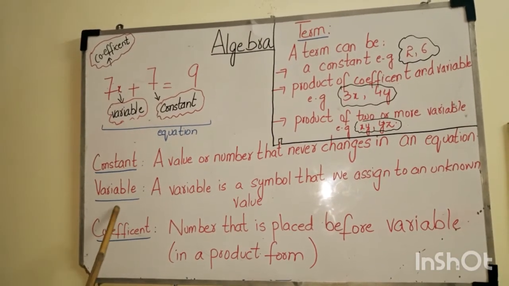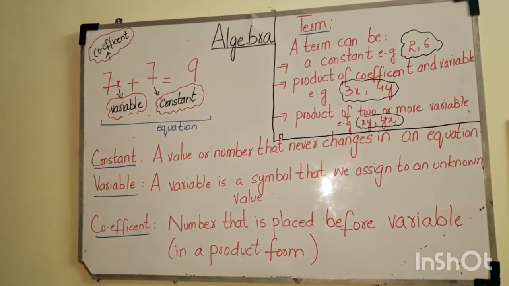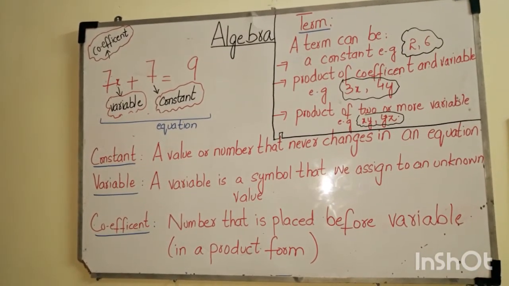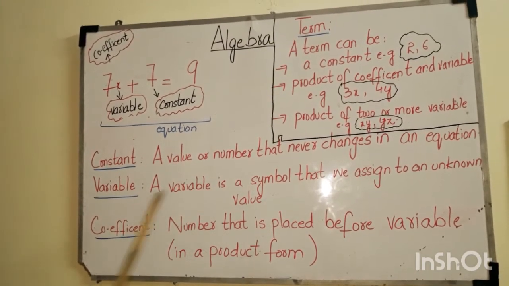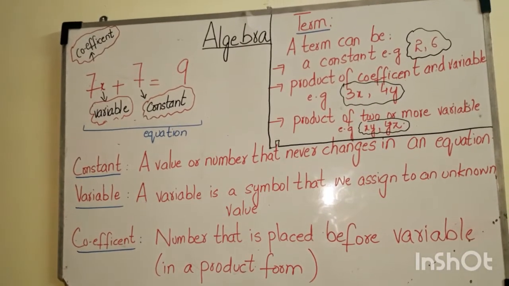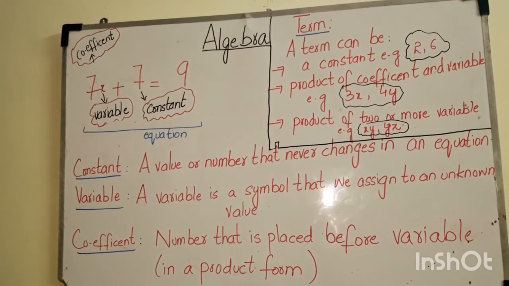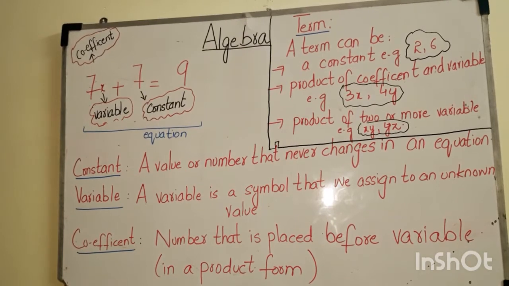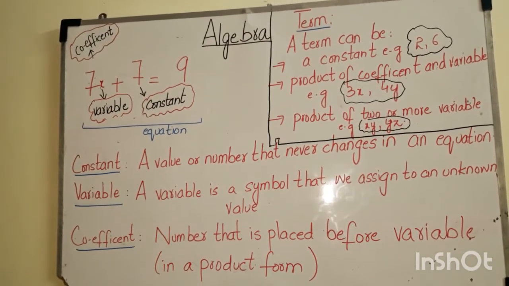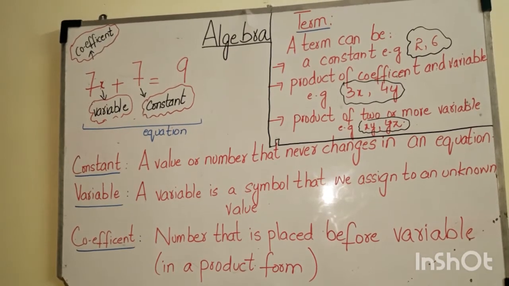Now what is the variable? Variable, as per our vocabulary, comes from varies. Varies means it changes. So a variable is a symbol that we assign to an unknown value. What does it mean? The word variable comes from varies. Varies means to change. So a variable is the value which we need to calculate. Usually it is represented by the alphabets x, y, z.